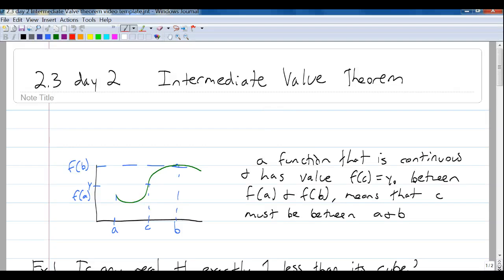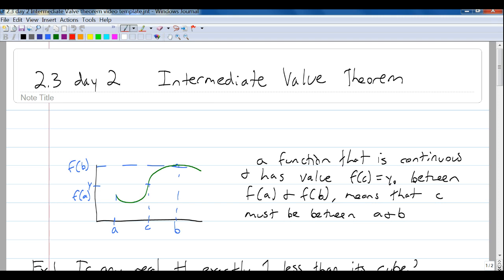Okay, today we're going to talk about the intermediate value theorem. It's basically a theorem that tells you that a value exists between two other values. It doesn't give you the exact value. It's almost like a proof theorem, in the sense that it's an existence theorem, if we want to call it that.